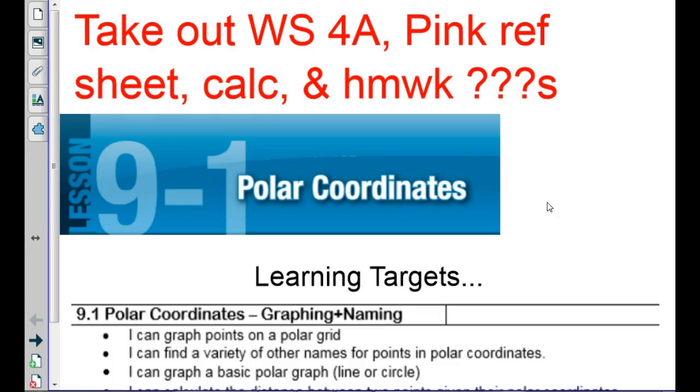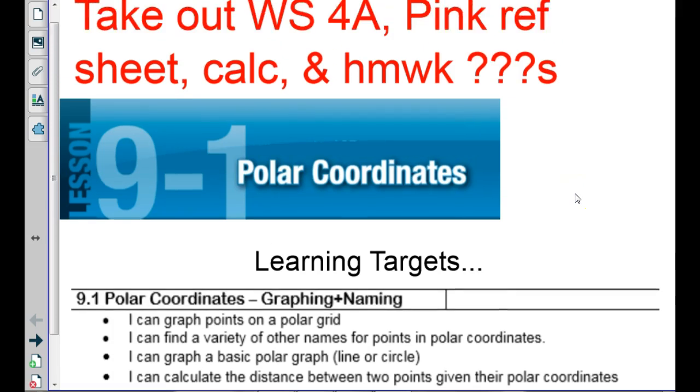All right, guys, today's a brand new concept. This is polar graphing. Today we're just basically plotting points. We are going to look at lines and circles because they're very basic equations in polar graphing as well. And we're going to talk about finding distance between 2 points in polar graphing. Those are the three basic concepts today.